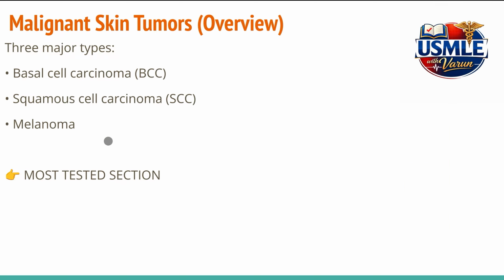There are three major types of malignant skin tumors that we need to know. The basal cell carcinoma, which is the most common malignant skin tumor. Then comes the squamous cell carcinoma, which is more aggressive, and melanoma, which is the most dangerous due to its ability to metastasize. So most exam questions revolve around how we distinguish BCC, SCC, and melanoma.